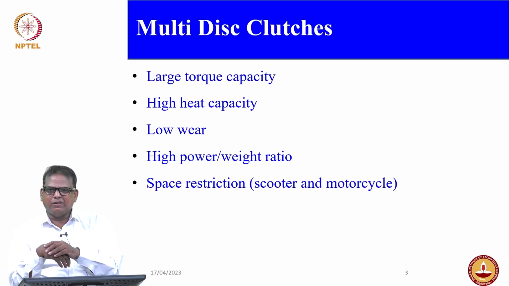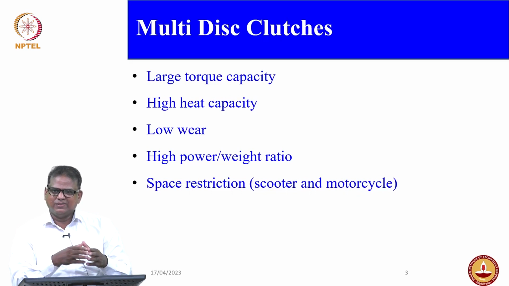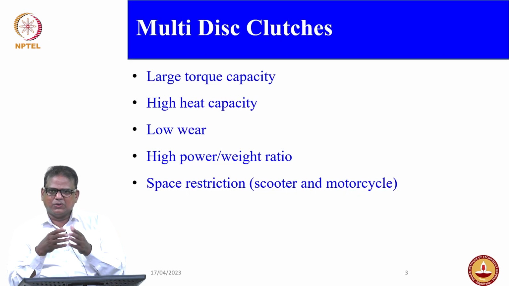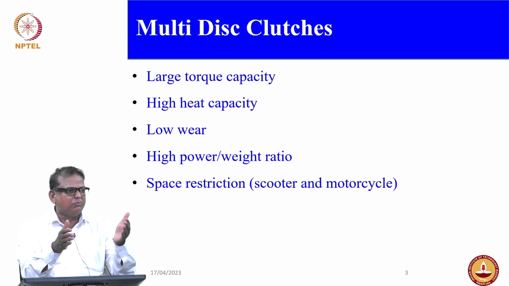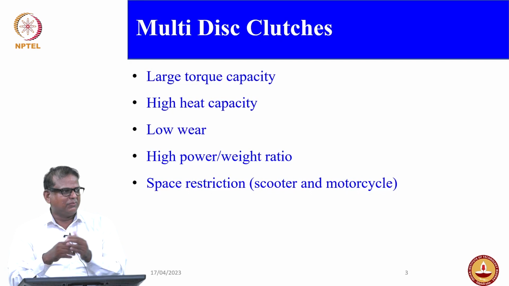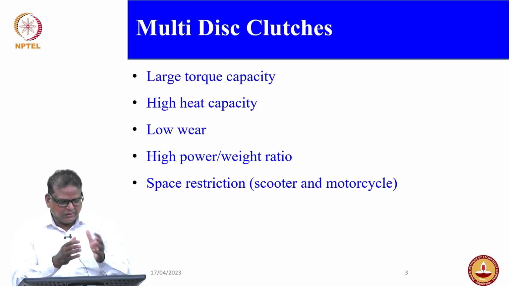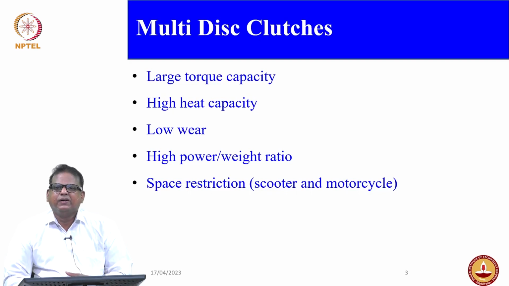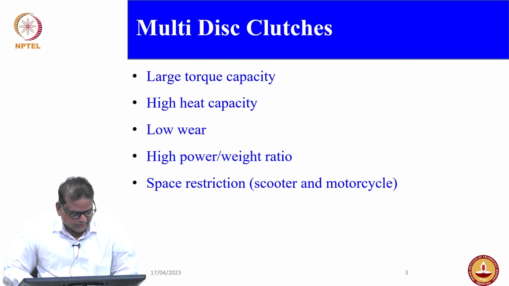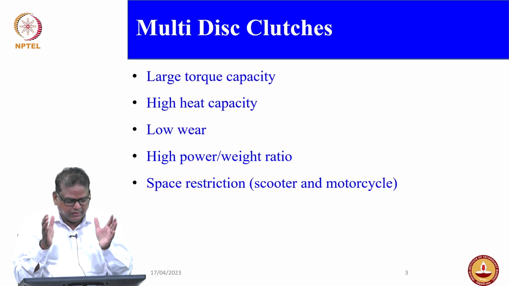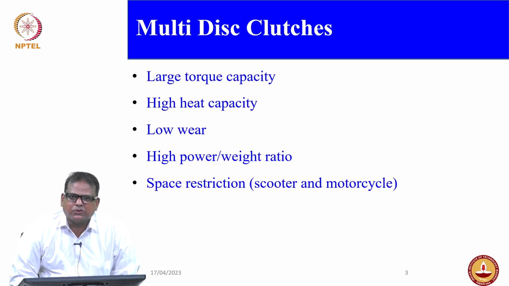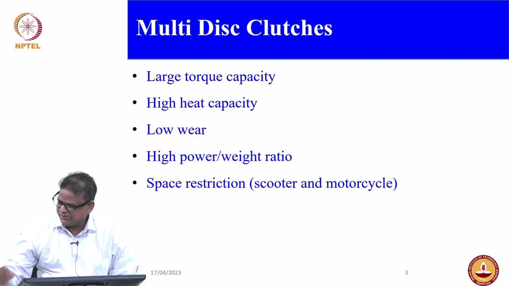Of course, we are doing projects for two different aspects, one is a jeep, other one is a sports vehicle, right. So, when you have a sports vehicle, the space is even more limited. So, what is the solution then? When you have a high torque, high heat capacity, and you need low wear at the same time, as small as possible, then the only solution would be multi-disc clutches, okay, multi-disc clutches.